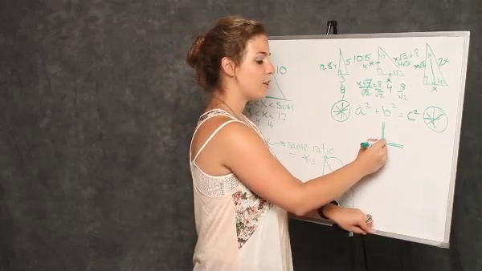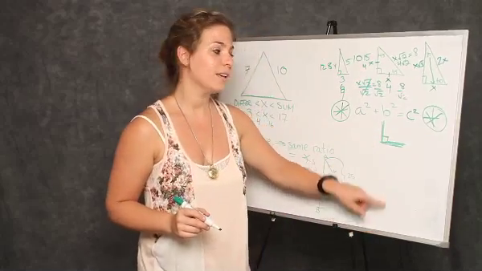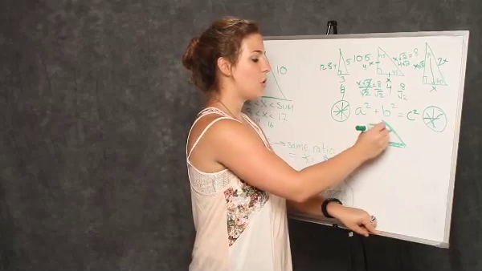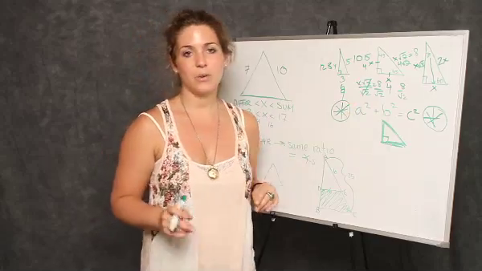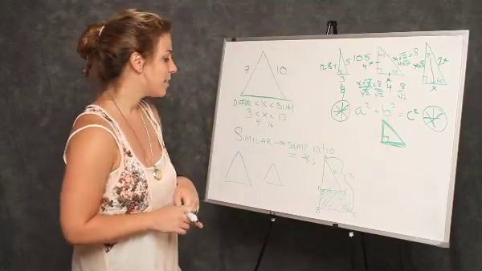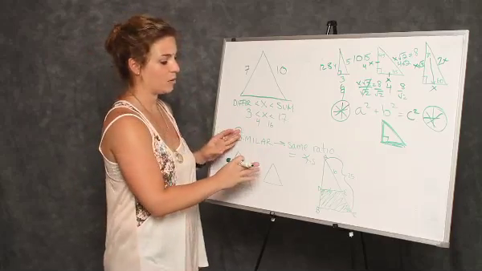And the legs are just the two sides that make the 90-degree angle. The c squared represents our hypotenuse. So anytime you want to find the third side of a right triangle, you use a squared plus b squared equals c squared. The last thing that you need to know about triangles is similar triangles.